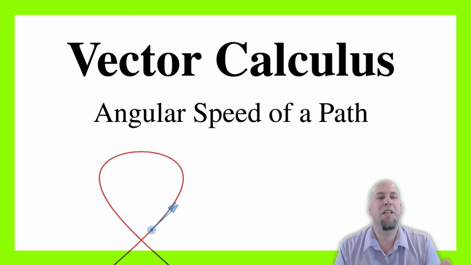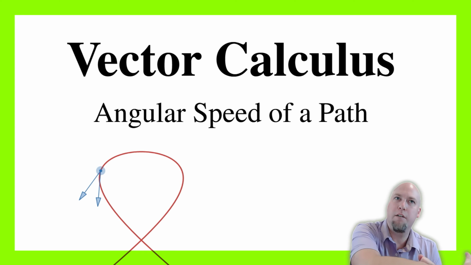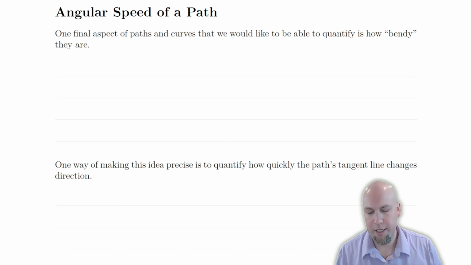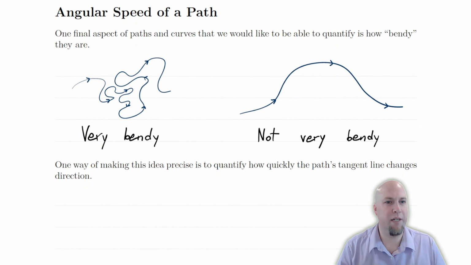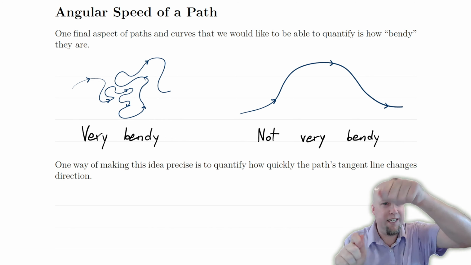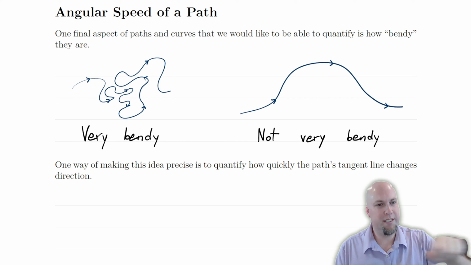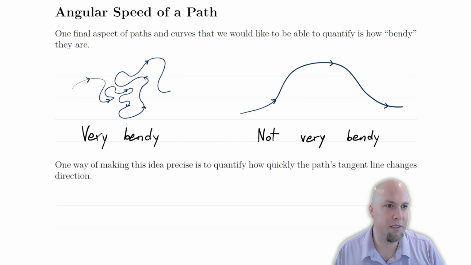Or maybe a better way of thinking about this is, how quickly is the particle on the curve changing direction? That's what the angular speed of a path is. Intuitively, what this is going to quantify is how bendy the thing is. Roughly speaking, we know what this means. Something where you have to zig around a lot is going to be very bendy, and something where you don't have to zig around very much, with a much more gradual motion, is not very bendy. It's going to have a low angular speed.